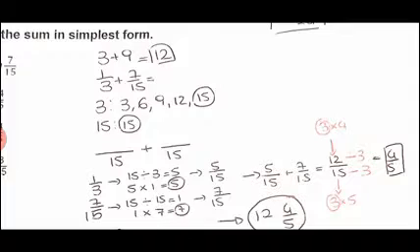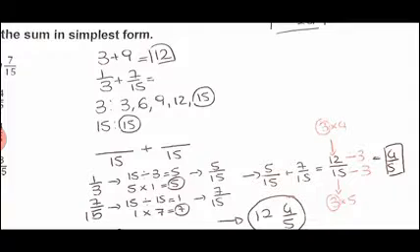12 is equal 3 times 4 and 15 is 3 times 5. So we have in common the number 3. So we can divide up and down by 3. So we make 12 divided by 3 equal 4. 15 divided by 3 equal 5. So we have that the result is 4 over 5.